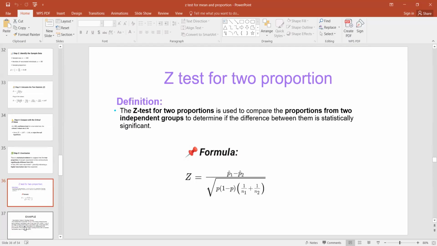Now we come to the Z-test for two proportions. The Z-test for two proportions is used to compare the proportions from two independent groups to determine if the difference between them is statistically significant. This is the formula: Z is equal to P hat 1 minus P hat 2 divided by the square root of P into 1 minus P into 1 divided by N1 plus 1 divided by N2.